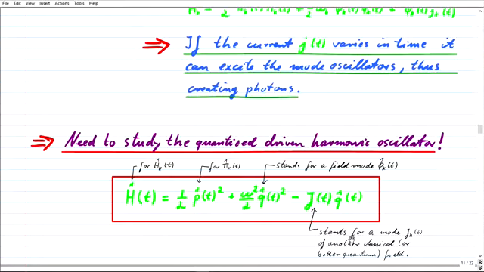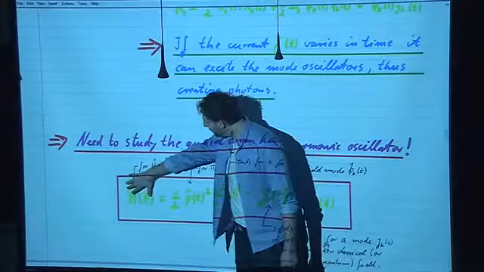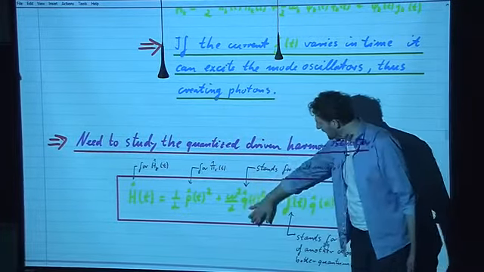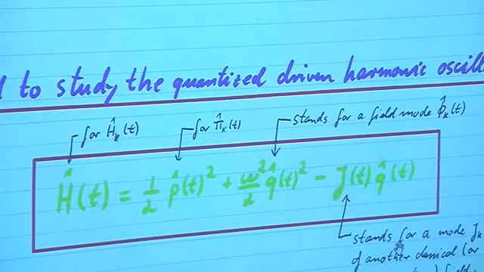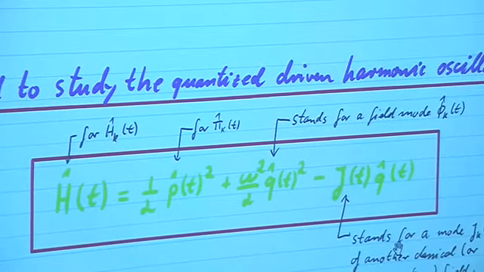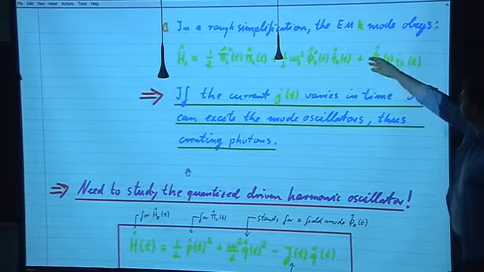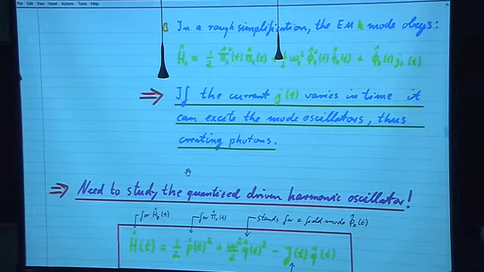So this amounts to the mathematical problem of a harmonic oscillator with the Hamiltonian given by 1/2 p squared plus omega squared half q squared minus jq. It's the same thing, I'm just simplifying the notation a little bit so we don't have to carry around the k indices and so on.